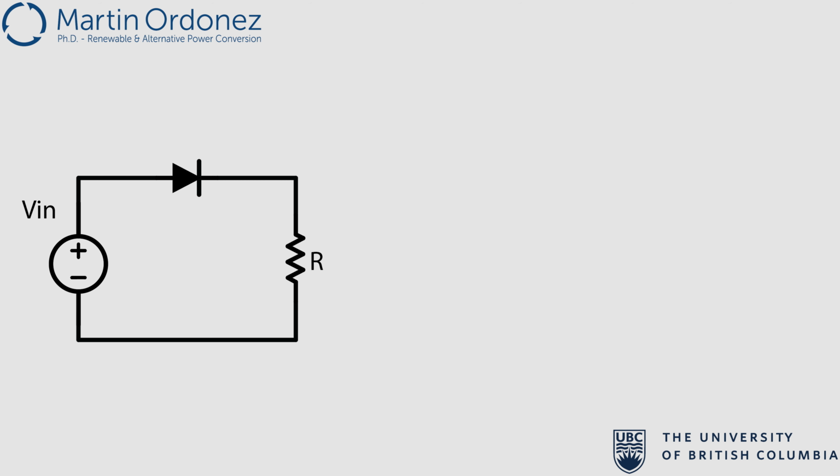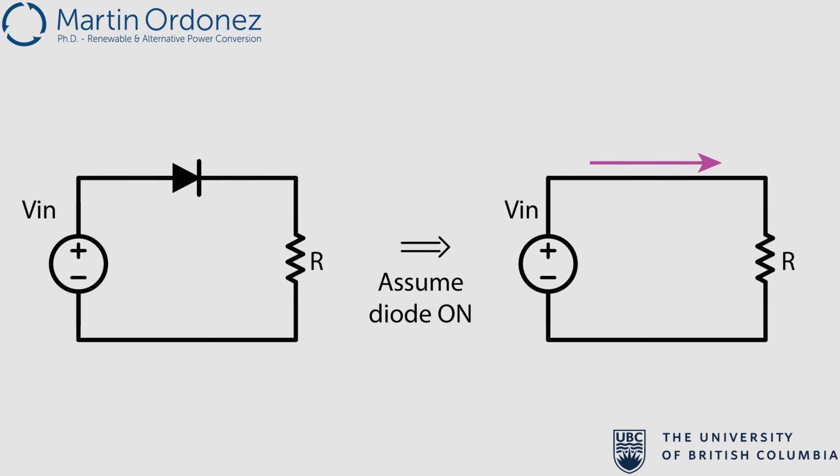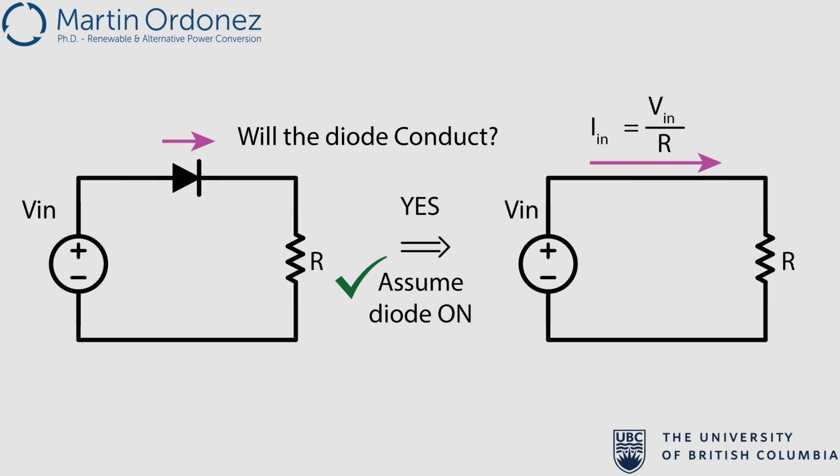In this circuit, a positive DC voltage source is connected to a resistor with a diode in this arrangement. Now, we want to see if the diode in this circuit conducts or not. First, let's assume that the diode will be on. When a diode is on, it will act as a wire or short circuit. So the circuit will look like this, and a current equal to Vin over R flows in the indicated direction. Now we want to check if it is the direction that the diode allows or not. So, will the diode conduct? The answer is yes. Accordingly, we can conclude that our assumption was correct.